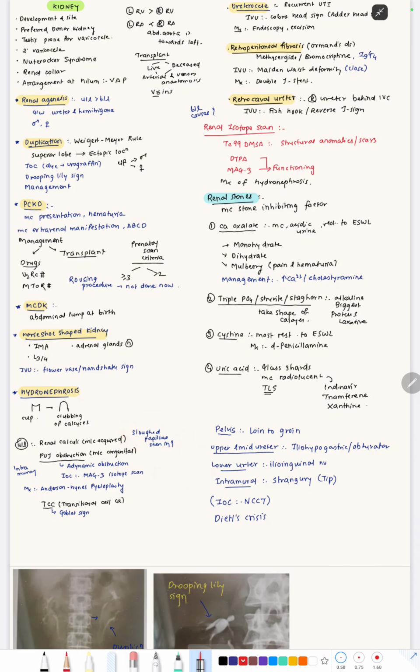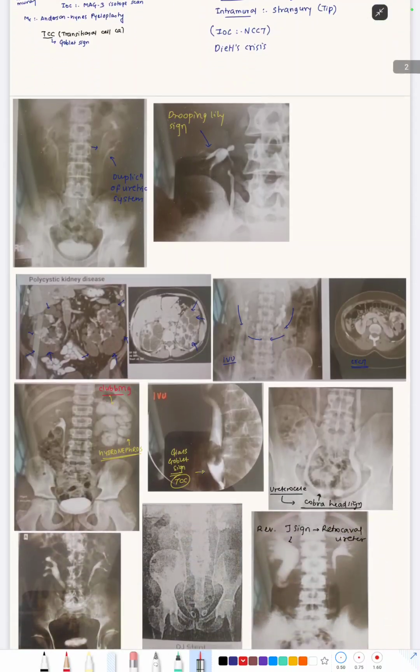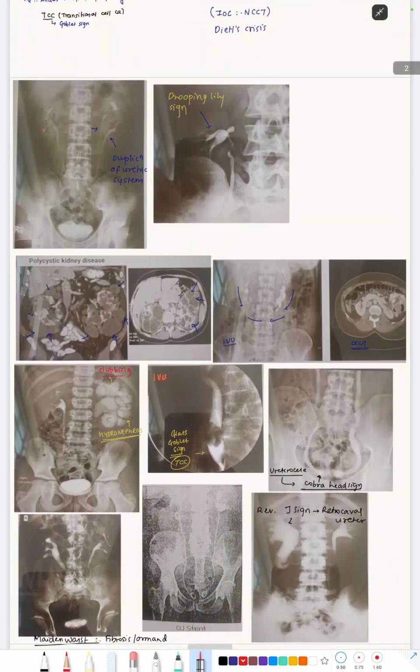The most common congenital cause is the PUJ obstruction, that is pelviureteric junction obstruction. PUJ obstruction is an adynamic obstruction, and the investigation of choice is the MAG3 scan. MAG3 scan is a functional scan actually, and the management of this is going to be Anderson-Hynes pyeloplasty. So over here you can see the clubbing of the calyces, that is hydronephrosis.